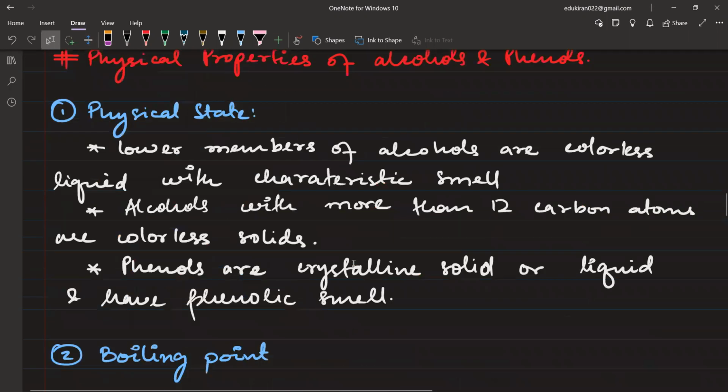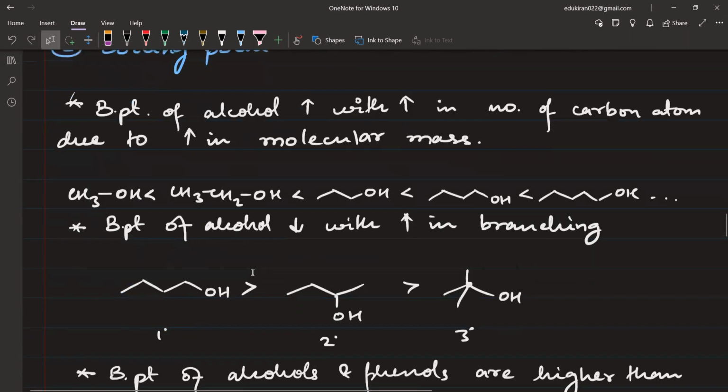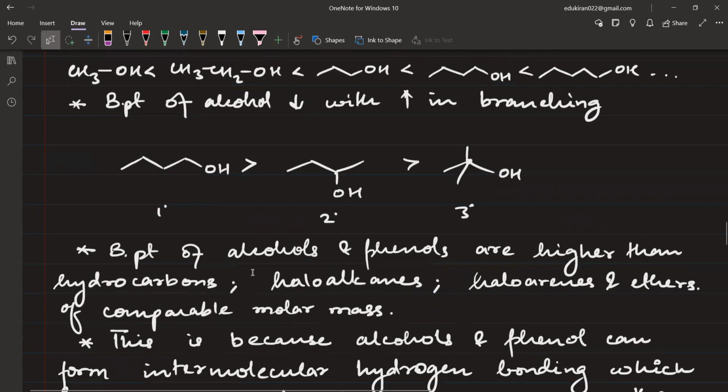And then on physical properties, the physical state is not very important, but please go through it once before the examination, because if they ask you, do alcohols have characteristic smell, true or false, something like that, then you have to answer it, right? And they can ask you this because it is there in your NCERT. Then the boiling point is important. In boiling point, we saw that increase in branching leads to decrease in boiling point, and increase of carbon atoms leads to increase in boiling point.